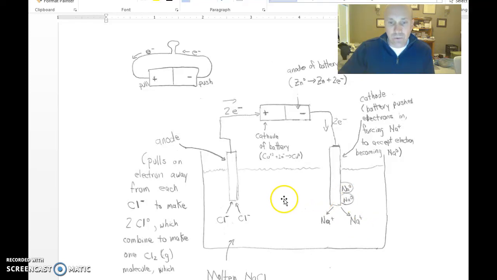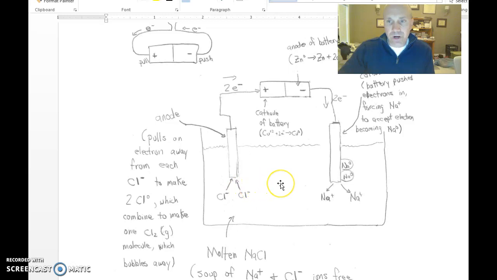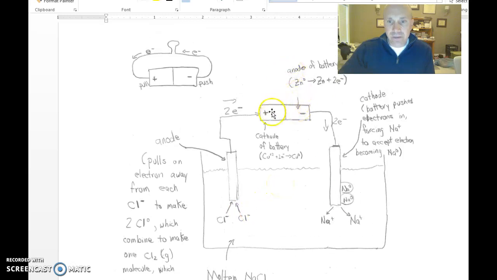So how are we going to make this happen? We're going to force an electron on it. In the same way the sodium ion is stable, Cl minus is stable. It doesn't want to give up an electron, and we're going to force it to give up an electron with some electrical energy. So again, we're going to force this process to happen through the introduction of a battery.